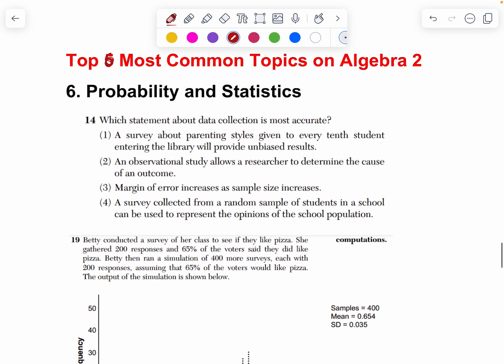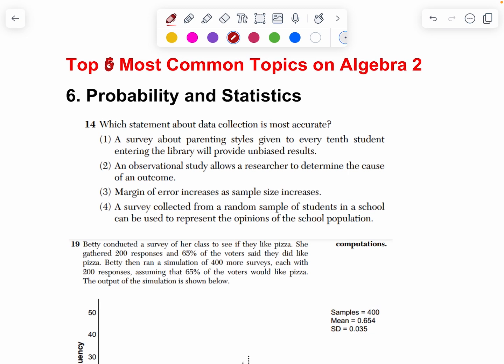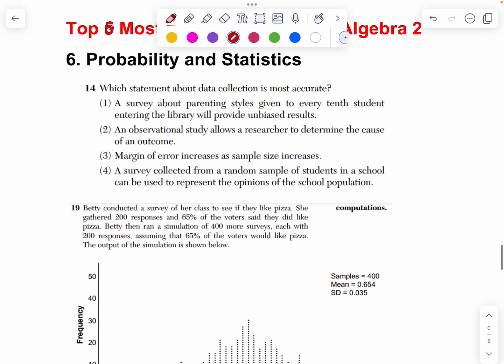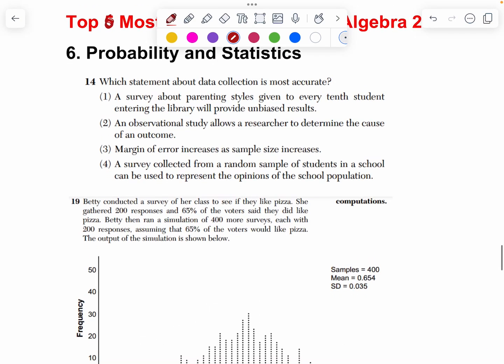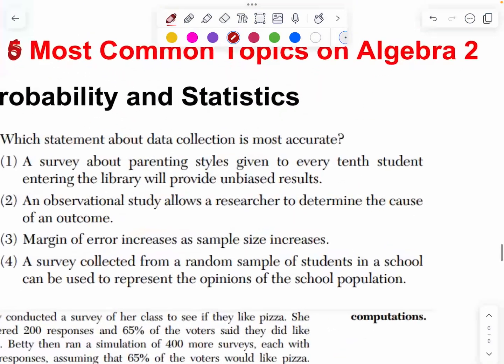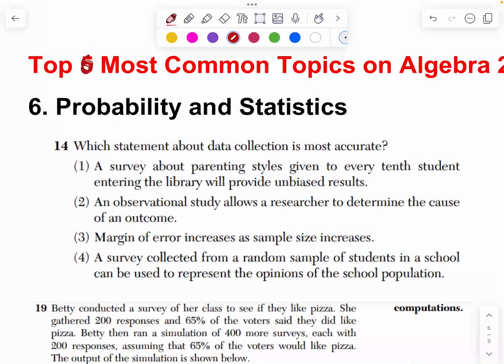So again, using the January 2023 Regents, we're going to look at a couple of questions that involve probability and statistics. And we're going to talk about each one individually to make sure we are all on the same page. Okay, so question 14 is an example of one of those common sense type of questions.